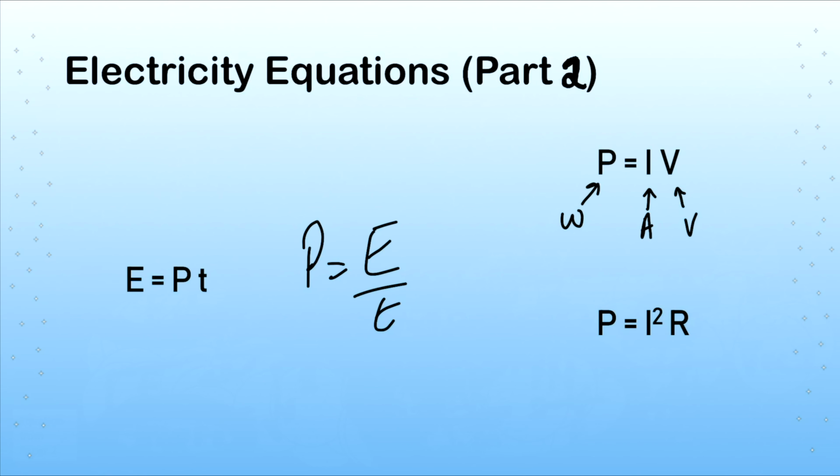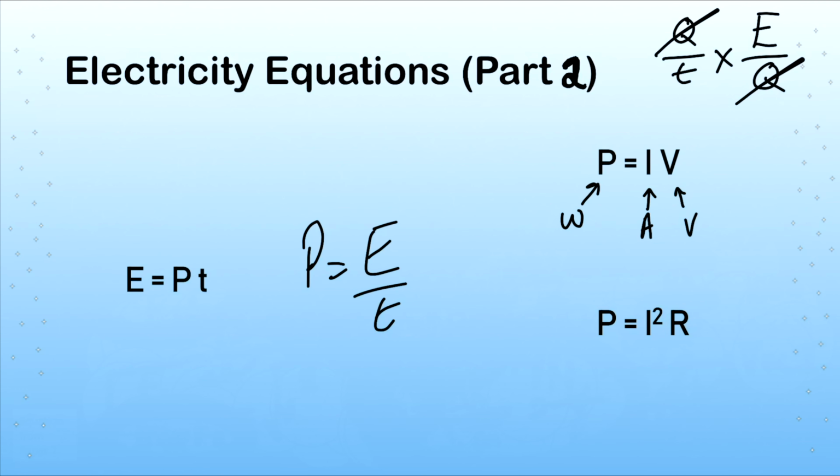The reason we can do that is because the definition of current was Q over T, and the definition of voltage was E over Q. If we multiply these two things together, the Q's cancel out, which leaves E over T. So power is energy over time, but if you multiply current and voltage together, you end up with the same thing.